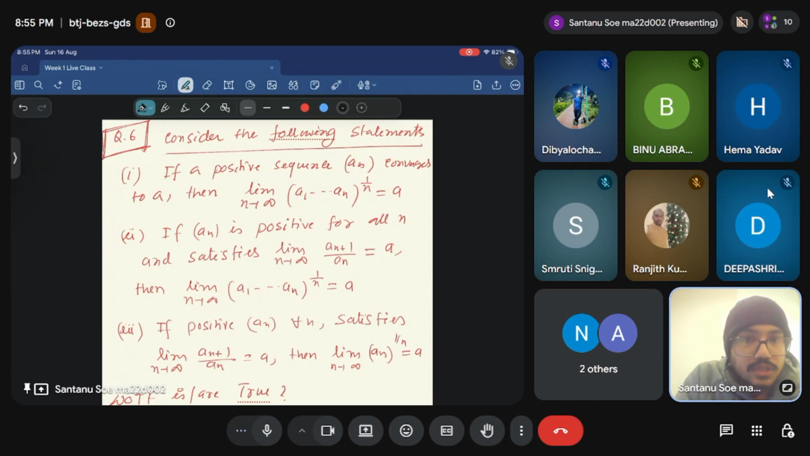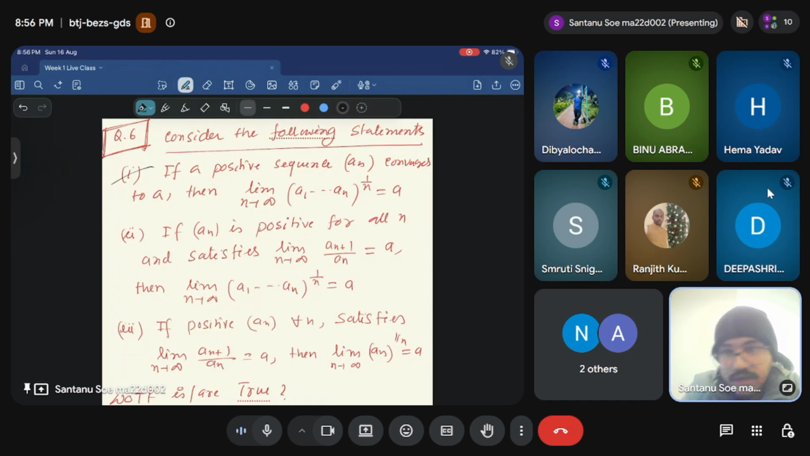Yeah, so this is mainly theoretical. I'm not going to do the proof because each statement requires a proof of at least one page. The first one is very famous, right? The Cauchy's limit theorem. When the limit n tends to infinity of the sum a1 up to an divided by n is A. So the first one is true, this is the Cauchy's limit theorem.